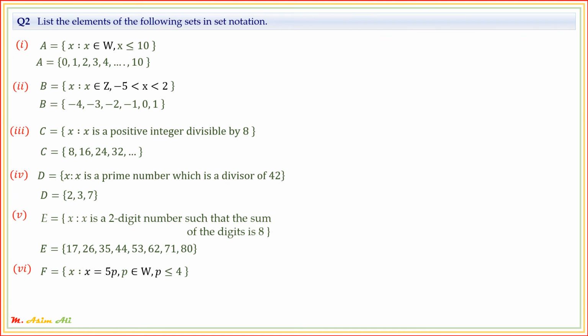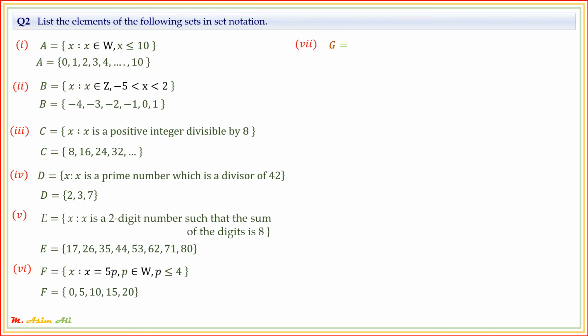We can take those values of p and put them in place of p in the equation x is equal to 5p and we'll get the values of x. For example, when you put 0, 5 into 0 will be 0. Next, you will put p is equal to 1, so 5 into 1 will be 5. Similarly, you can get the values of x. Last value of p is 4 because p is less than or equal to 4. When you put p is equal to 4 in x is equal to 5p, then 5 into 4 will be 20. So the last element will be 20. We'll write all these elements: 0, 5, 10, 15 and 20. This is a finite set containing 5 elements.